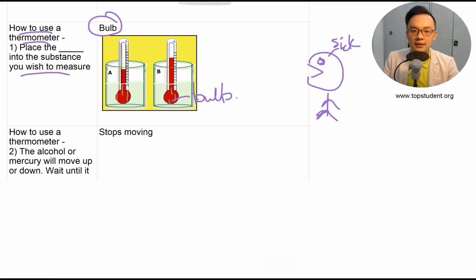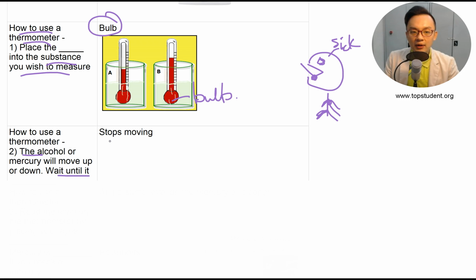So where should you place the bulb? Usually you place it in the mouth, or under the armpit. That's where you measure the temperature of the person and you can see whether the person is running a fever. Alright, so place the bulb into the substance you wish to measure, and then the alcohol or mercury will move up or down.